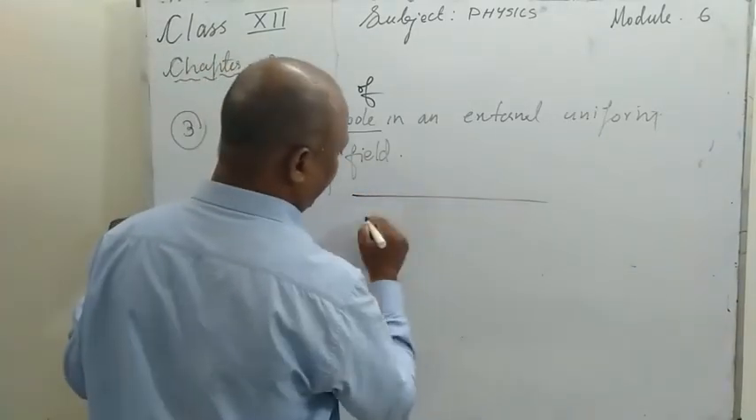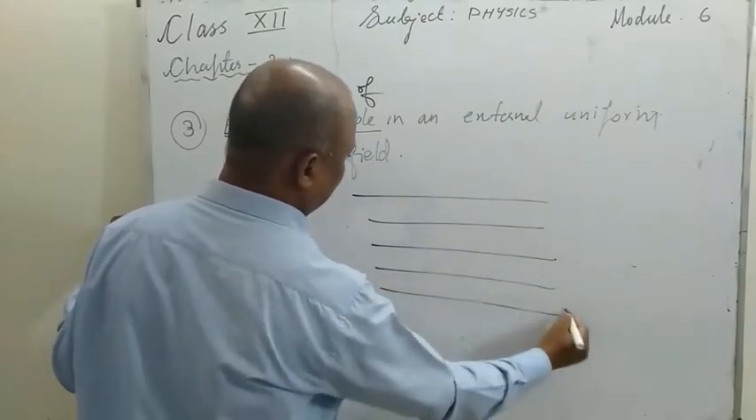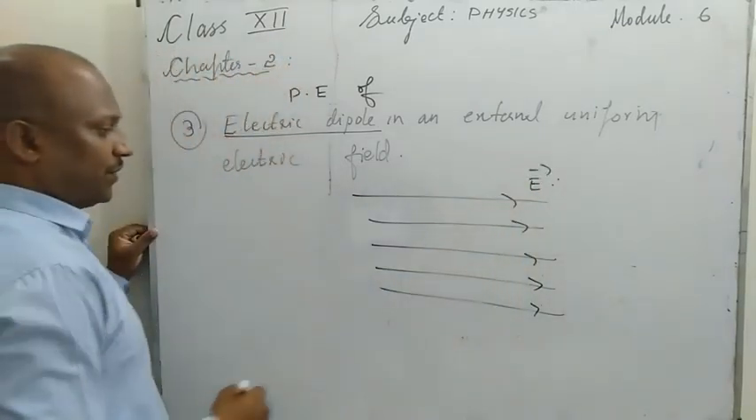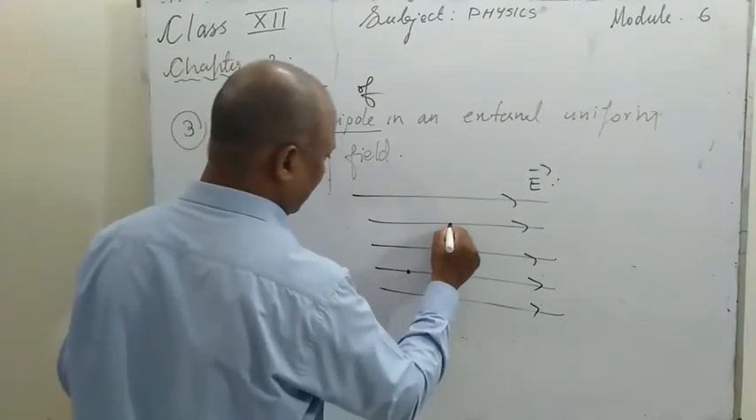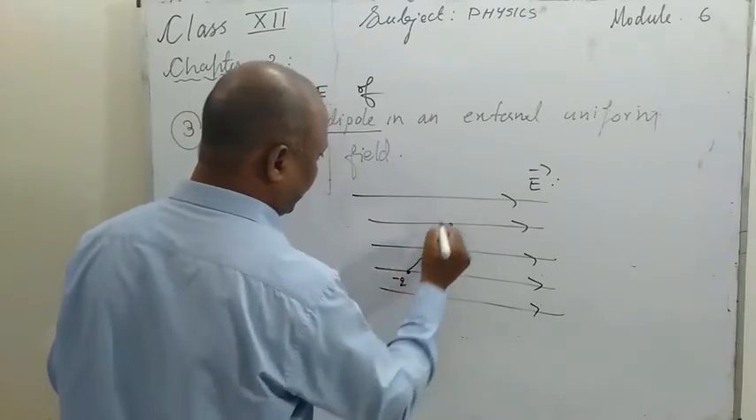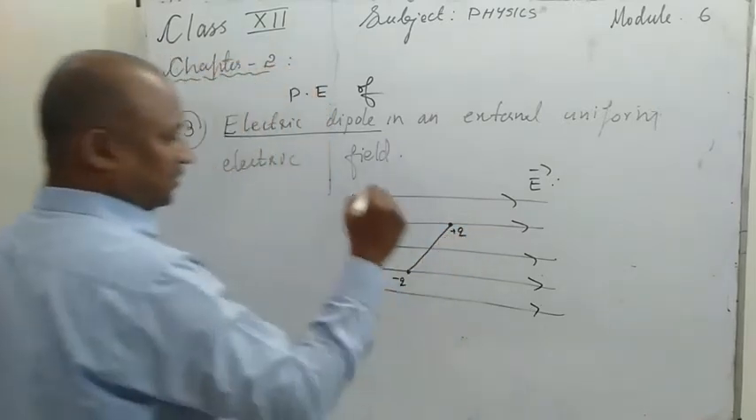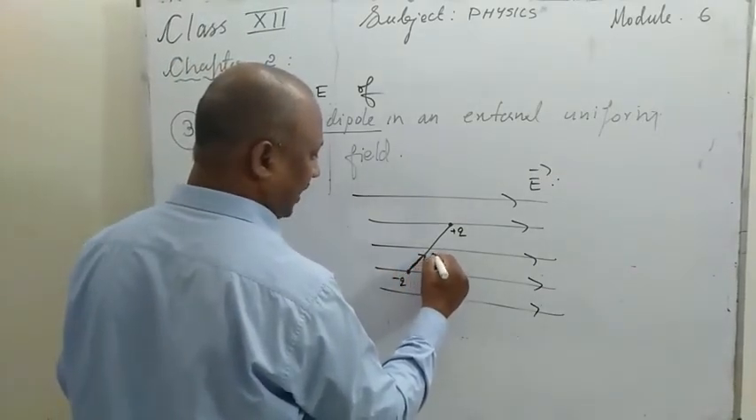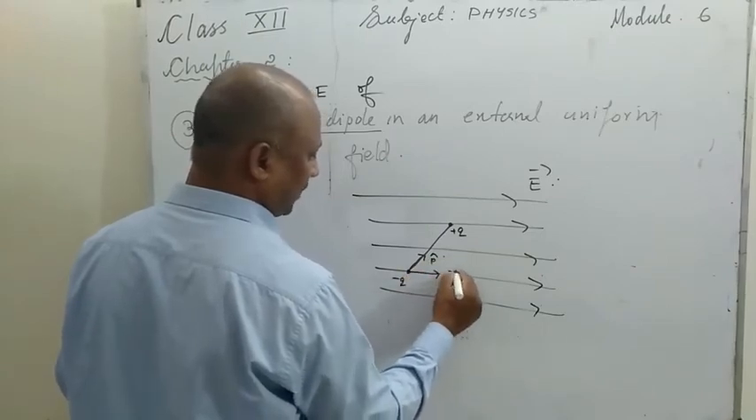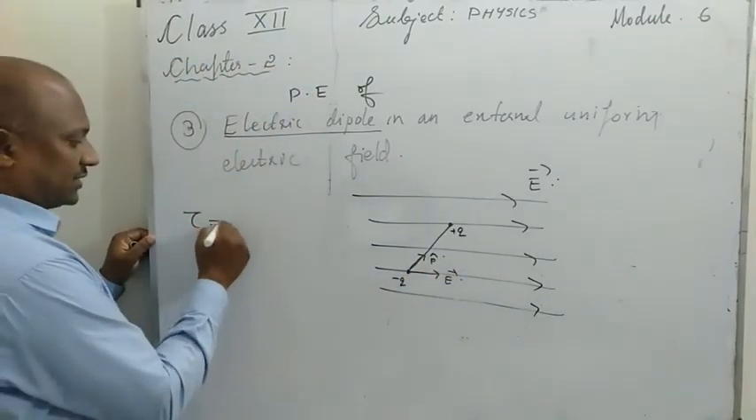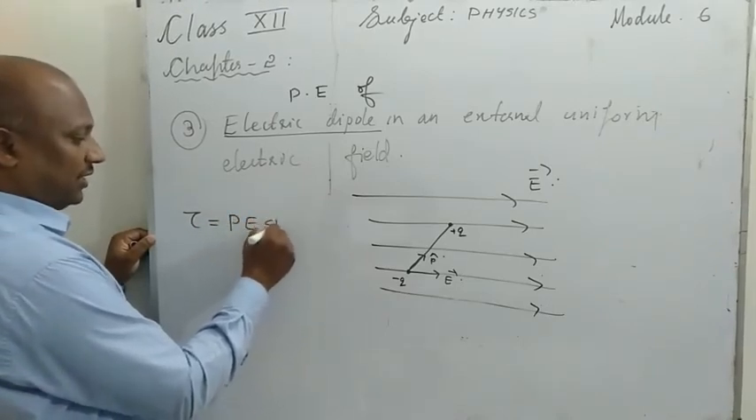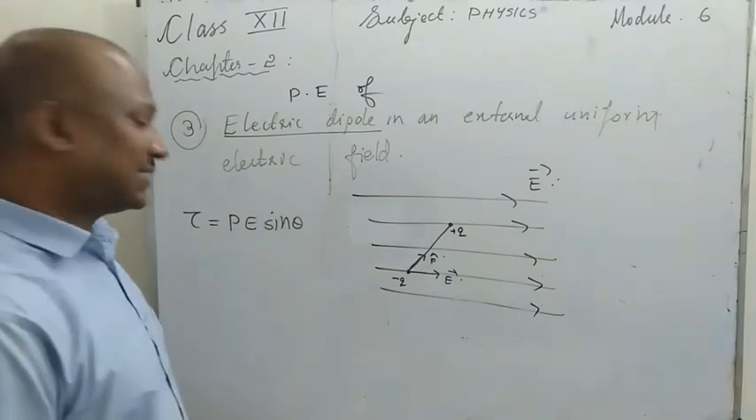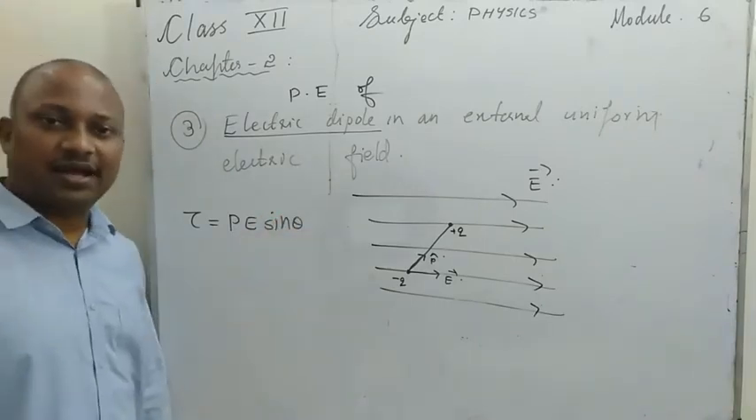So there is a uniform electric field. I am going to represent it by parallel lines in this direction from left to right, and I am keeping one dipole at an arbitrary position. This is the dipole, and the dipole moment is from negative to positive. So this is the direction of P cap, and this is the direction of E. And we already know the torque acting is PE sine theta, the magnitude of torque acting on an electric dipole.